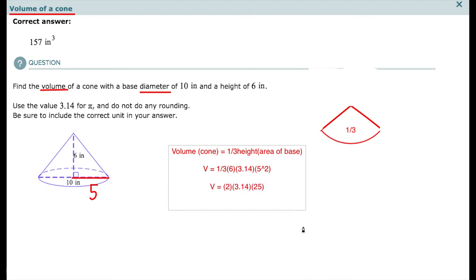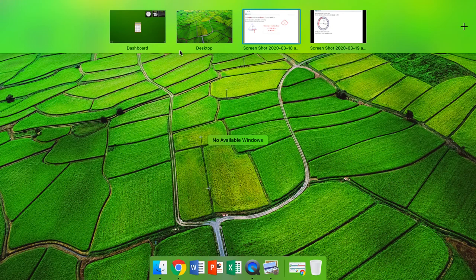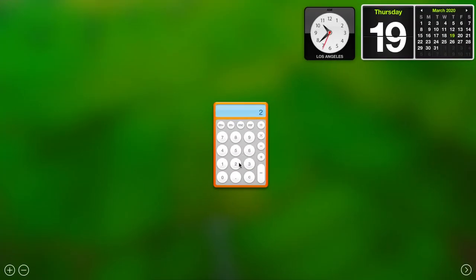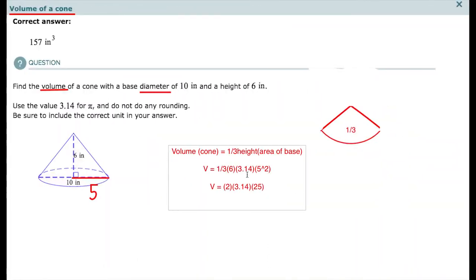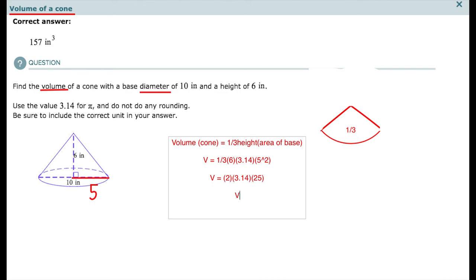So let's go ahead and multiply all of these things. 2 times pi times 25. 2 times pi times 25 equals 157. So this would be volume equals 157.